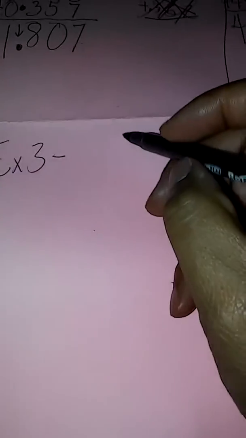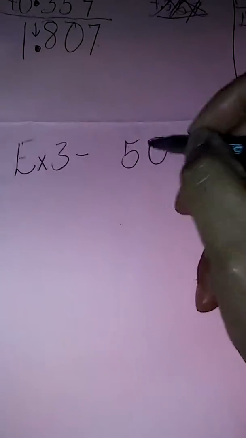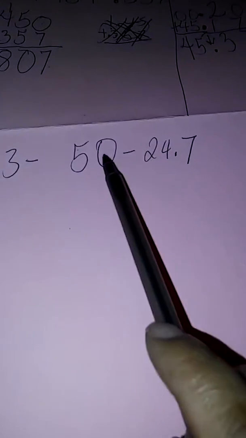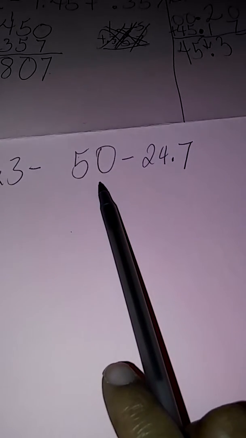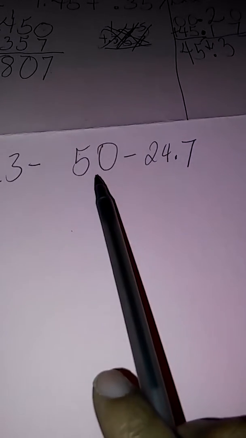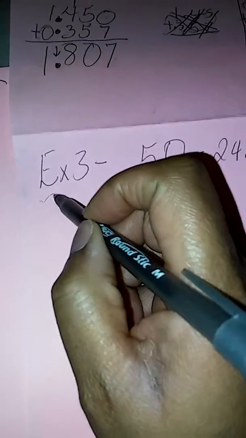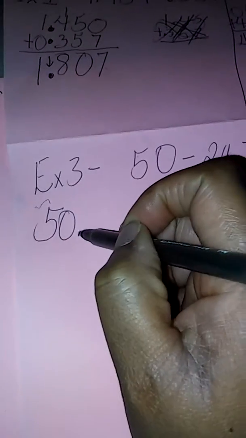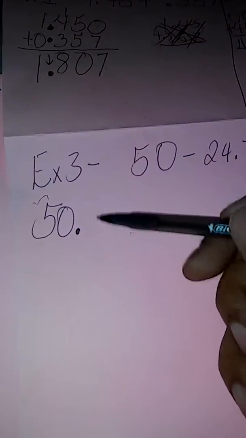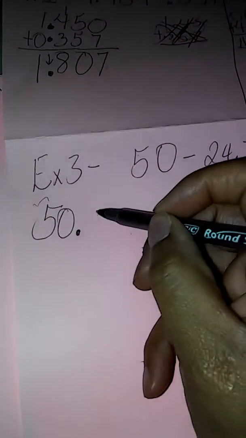Example 3. Let's say you got 50 minus 24.7. Now I know the first thing you're thinking is, 50 doesn't have a decimal. Stop whining, because it actually does. Remember I told you that anytime a number does not have a decimal, the decimal is always at the end. So you would write it as 50 point, right? And what can you add behind here? Zeros. So you could say 50.0.